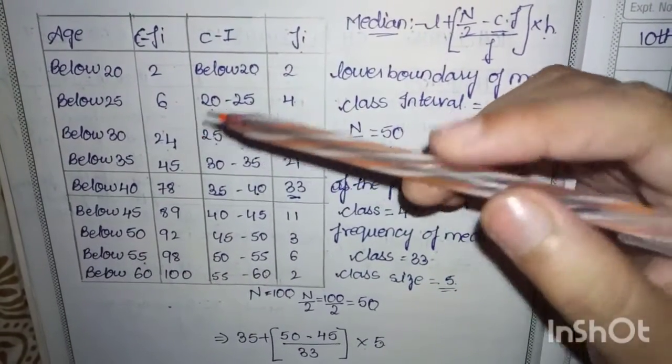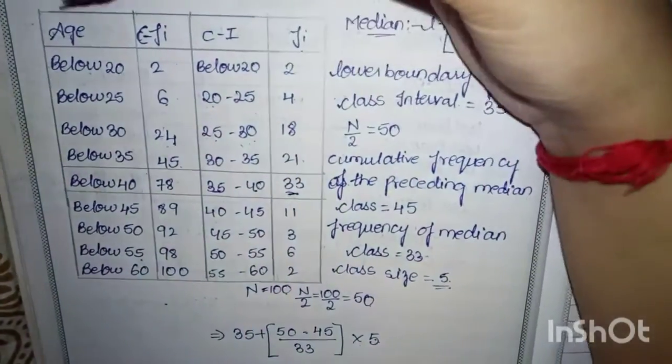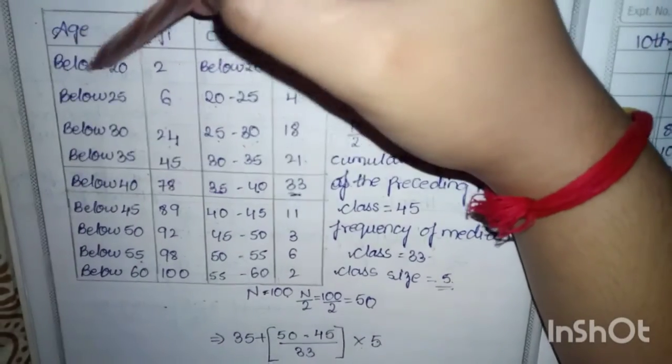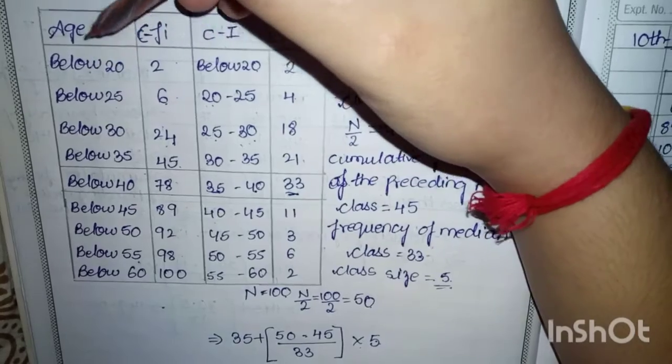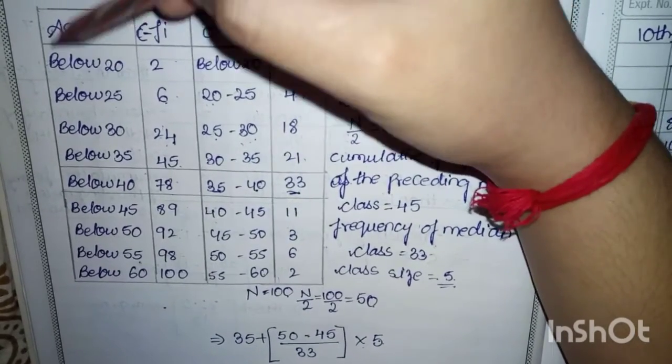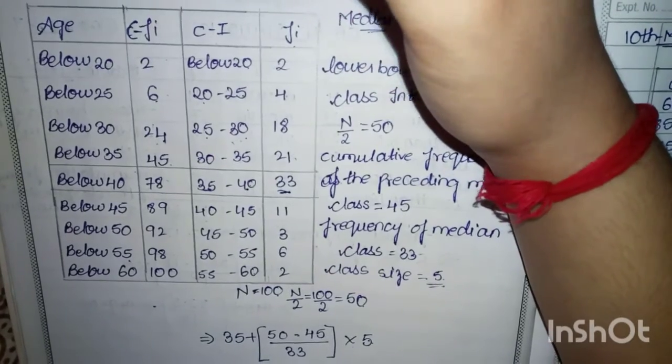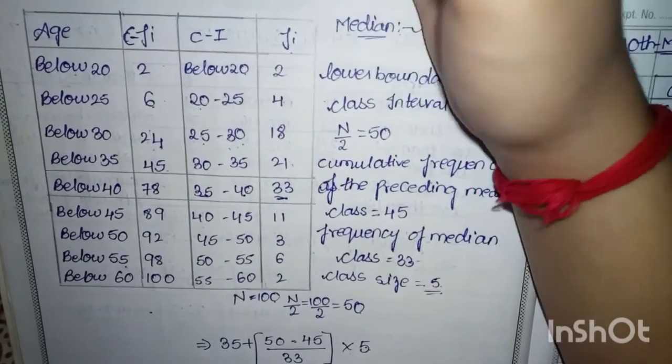They have given the question in this form, that is, they didn't give us the class intervals or the frequency. The data is in the form of below 20, below 25, like this. The other column given along with this is the cumulative frequency, not the frequency. So we have to find the class intervals as well as the frequency.